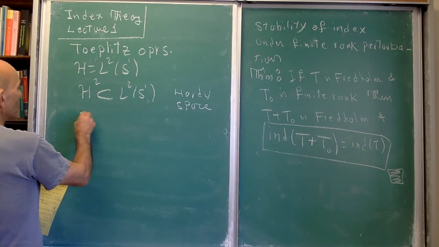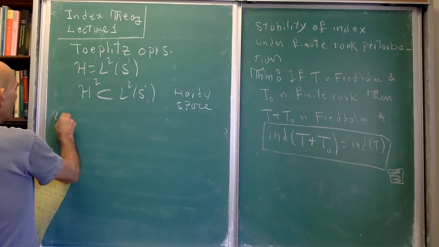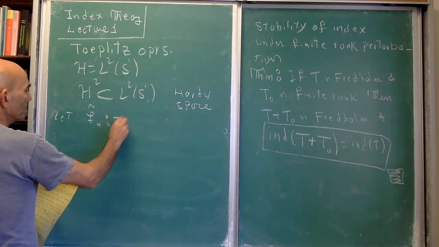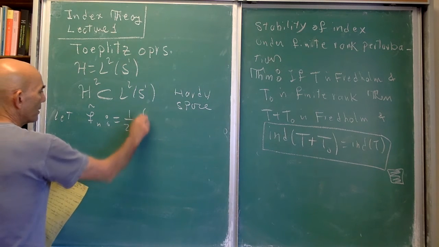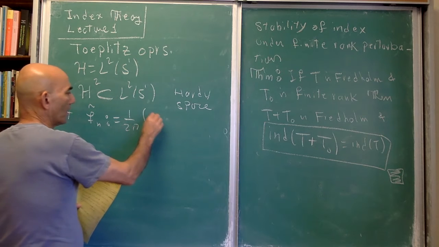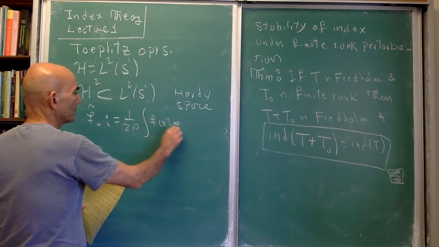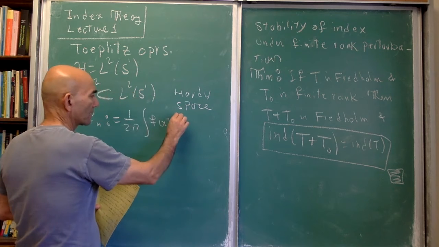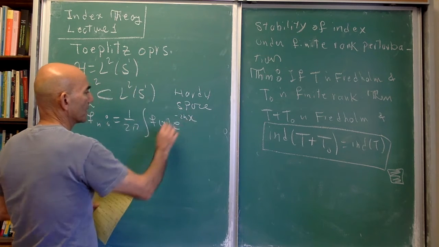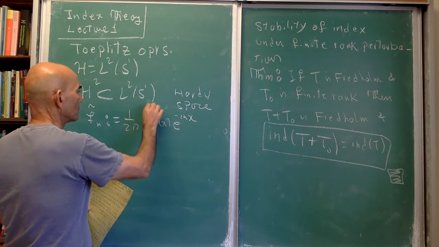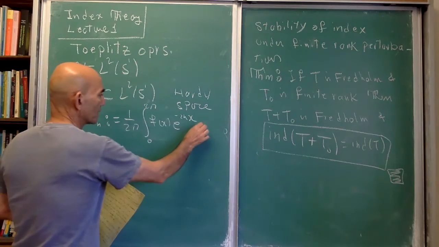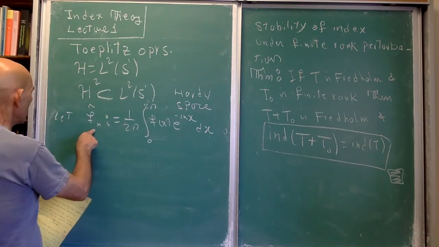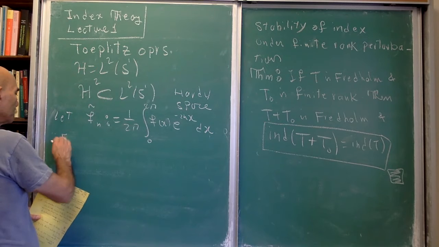Do vanish, right? So let f hat of n by definition be equal to 1 over 2 pi times the integral of f of x e to the minus i n x, where x goes from 0 to 2 pi, dx. So these are the Fourier coefficients.